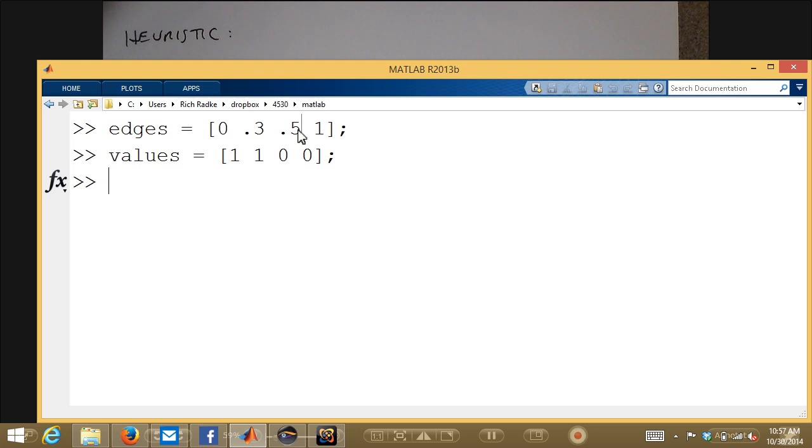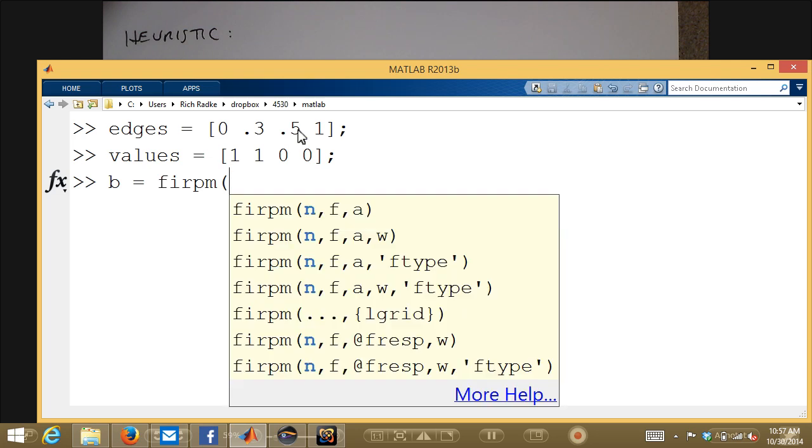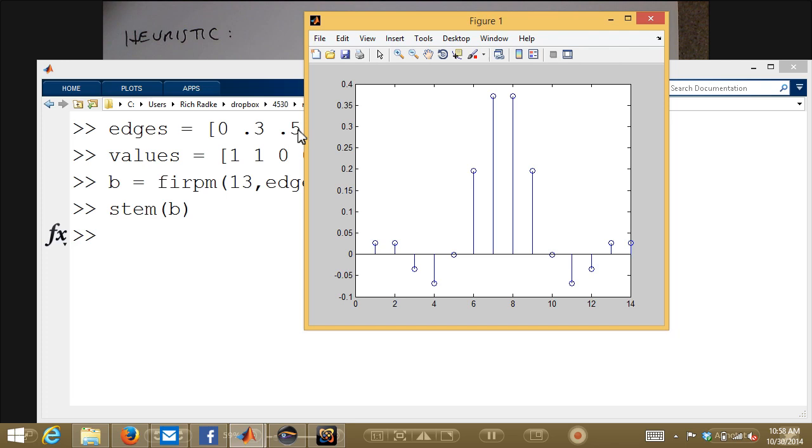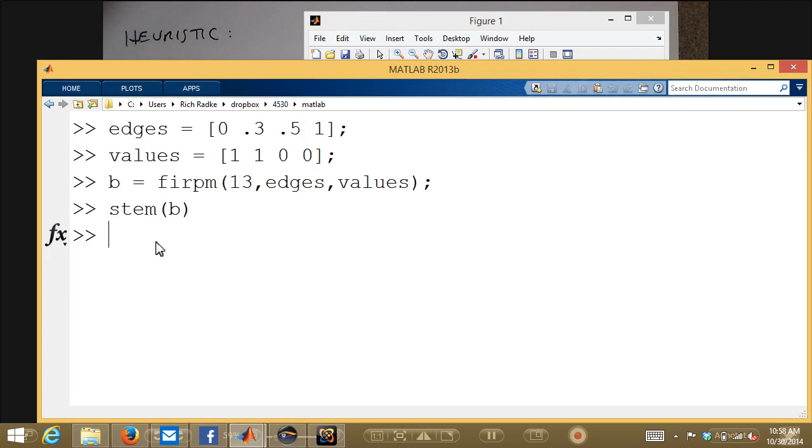And then my filter is designed by calling firpm. Of course, I'm probably going to screw this up. Actually, it popped up the help for me, and I just ignored it. So I tell it the number of filter taps I want. Suppose I want 13 filter taps. Then I give it my edges and my values. And hopefully this will work. Again, if I were to look at the filter it gave me, this is producing a linear phase filter. Actually, I guess what this does is it makes a length n plus 1 filter. So if I wanted a length 13 filter, I should have put in 12 here.